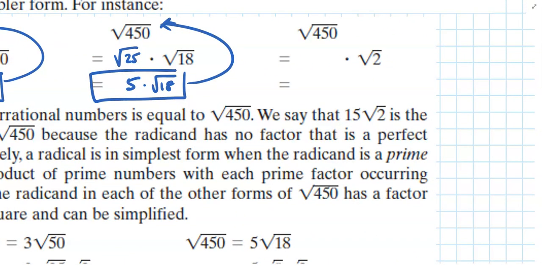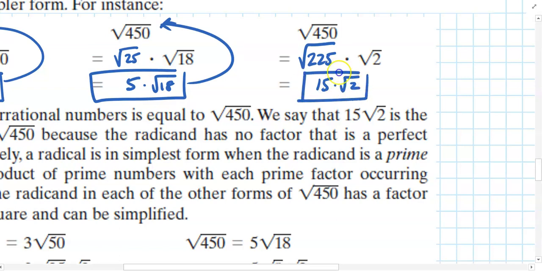Now lastly, the number 225 times 2 is equal to 450. So therefore the square root of 225 times the square root of 2 is equal to the square root of 450. And you may or may not be aware, but the square root of 225 is 15, and now we have 15 times the square root of 2 as yet another way to report or simplify the square root of 450.